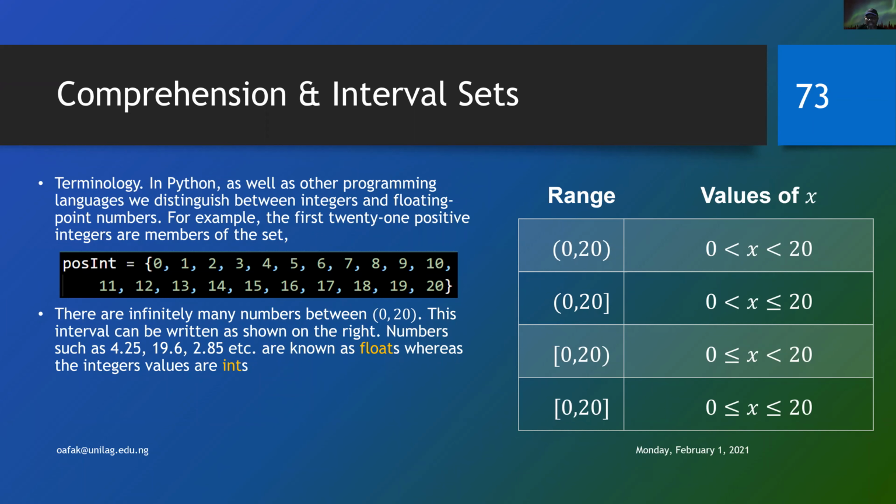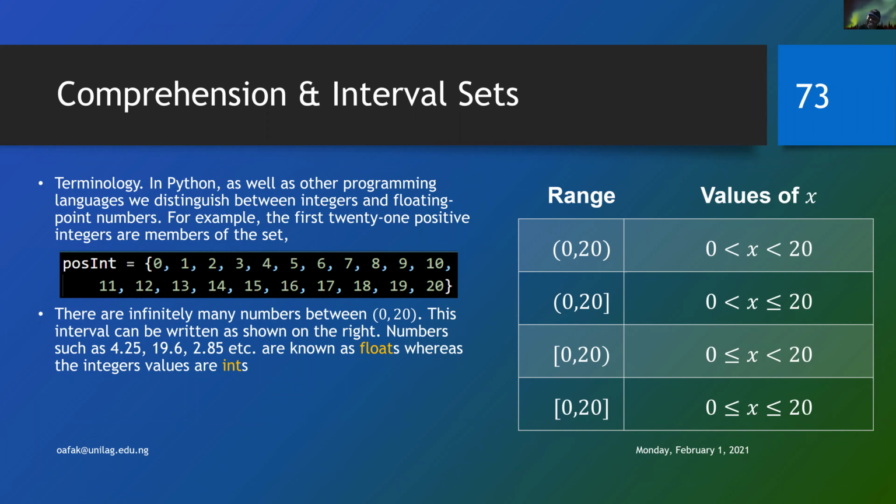Now, if we want to look at all the real numbers between 0 and 20, there are certainly more than 21. Because, for instance, 0.5, 3.7, 9.003, all those numbers are called floating numbers. So numbers such as 4.25, 19.6, 2.85 are known as floats. Whereas the ones that are just supposed to be integers only are called ints, I-N-T. F-L-O-A-T, float. Those are keywords that are known to Python.